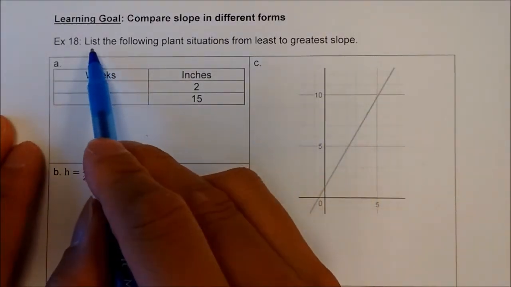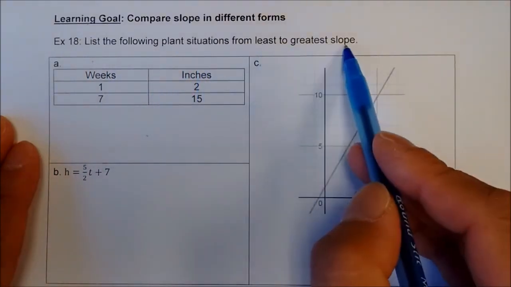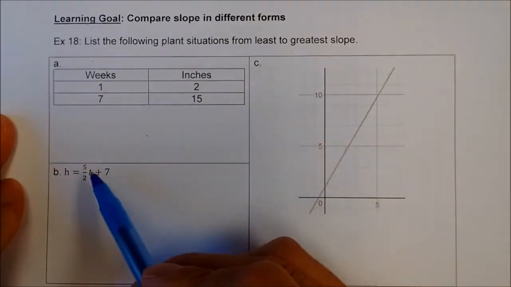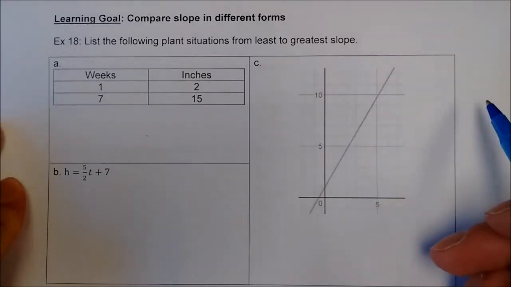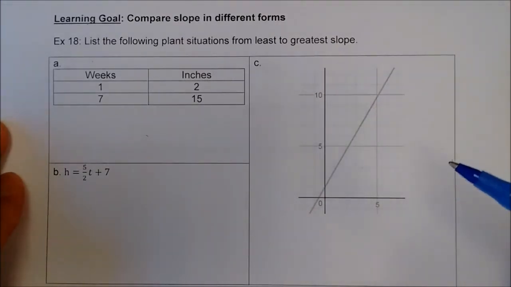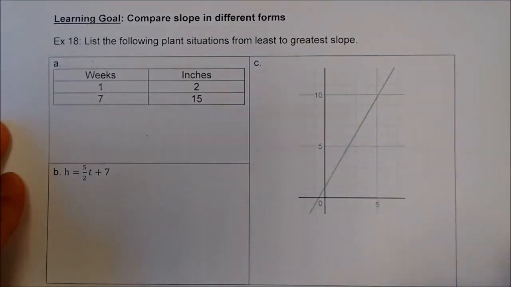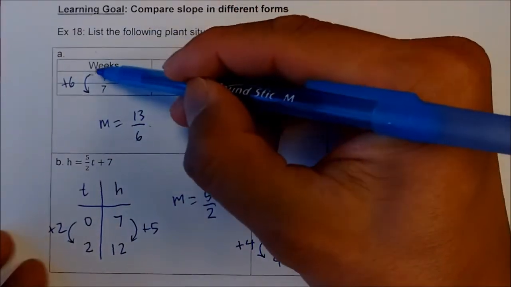In this next example, you're going to list the following plant situations from least to greatest slope. So you have here part A, a table of values, part B, an equation, and part C, a graph. So go ahead and pause the video and work these problems by yourself or with your neighbor, and then I'll come back and show you my solutions. So here's what I got.